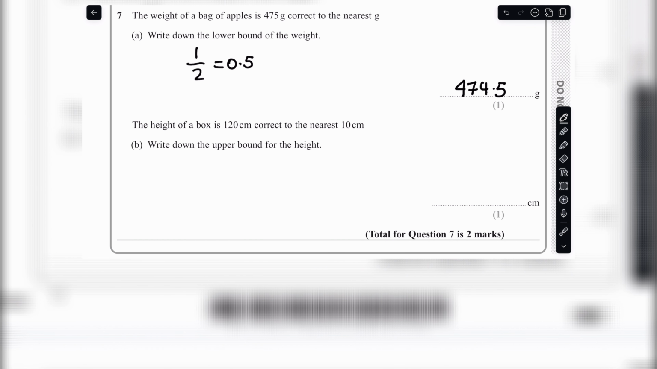474.5. In the second part of this question, we are told that the height of a box is 120 centimeters, correct to the nearest 10 centimeters. Write down the upper bound for the height. So 10 divided by 2 equals 5, and given as it is the upper bound, we need to add this value onto 120, and so our final answer is 125.